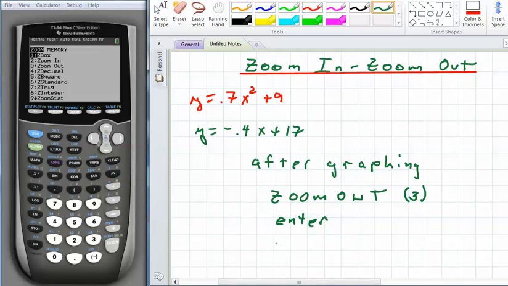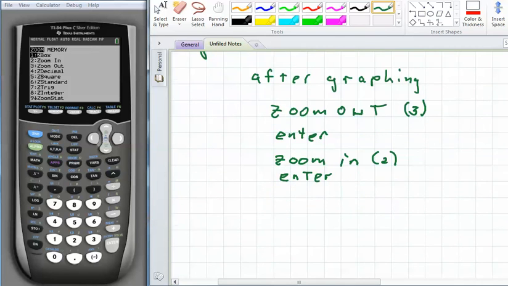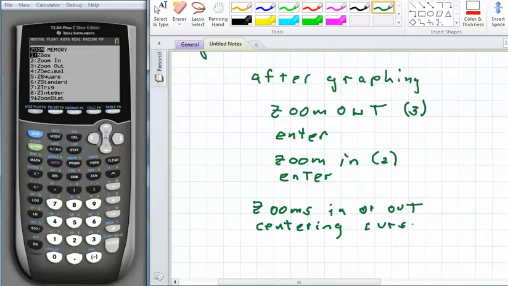If we want to zoom in, we hit zoom in, which is number 2. And then we hit enter. And remember, it zooms in or out, centering the cursor. So wherever the cursor is will be our center.